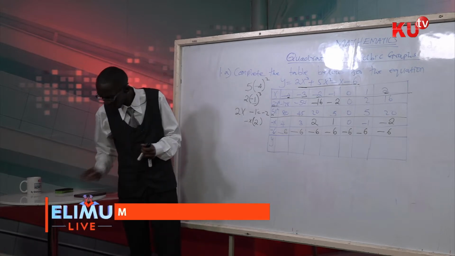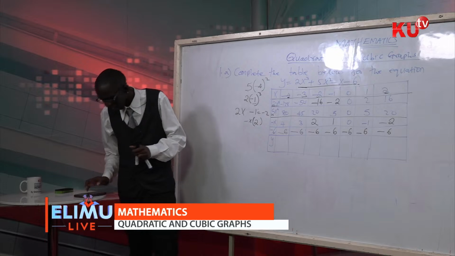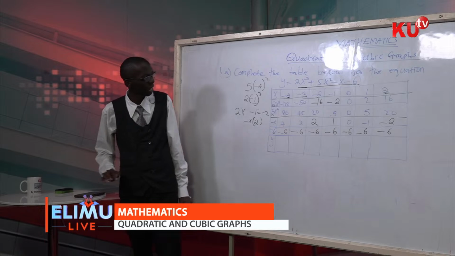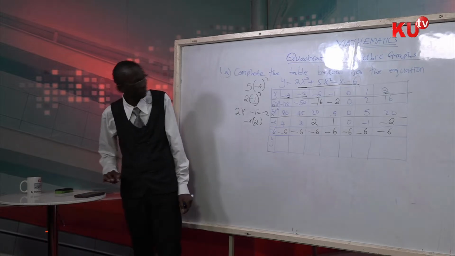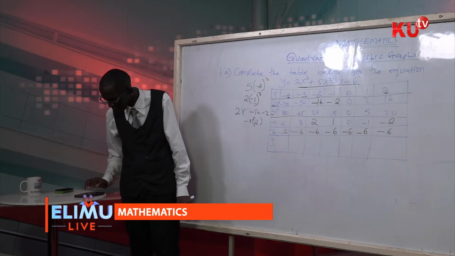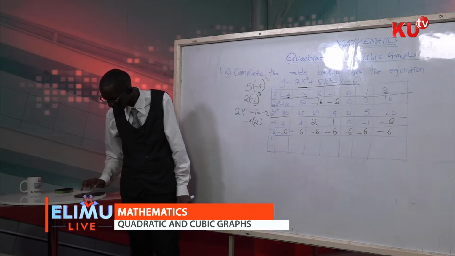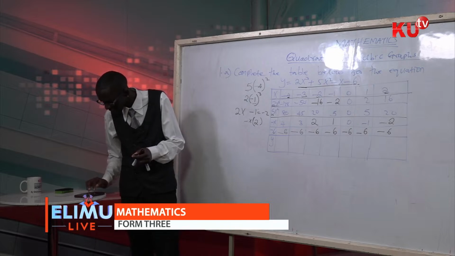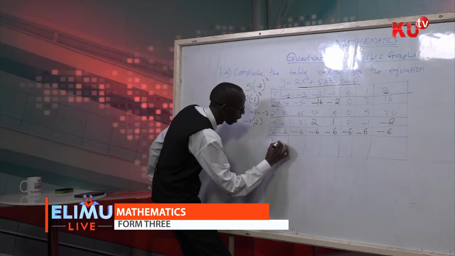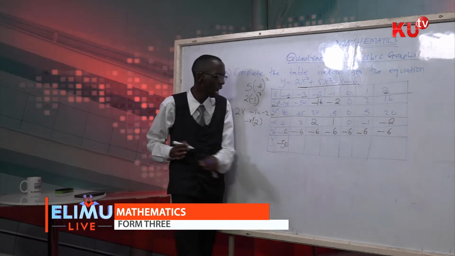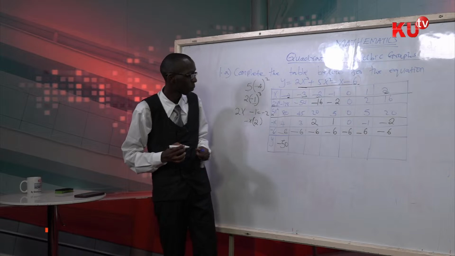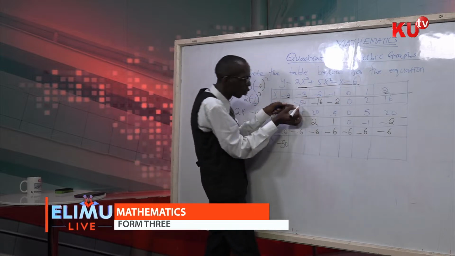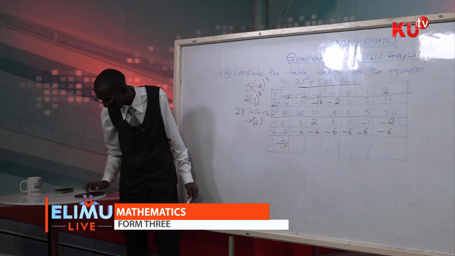I believe that you have your calculator and you are doing it. Negative 128 plus 80 plus 4 plus negative 6. You use your calculator, you'll get the value of y, as negative 50. We move on to the next one.